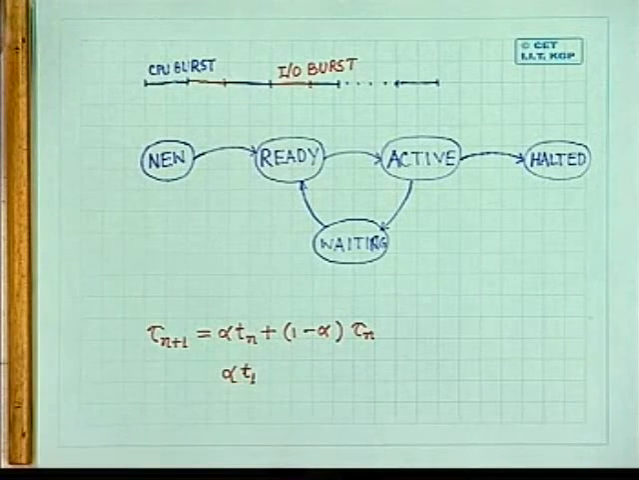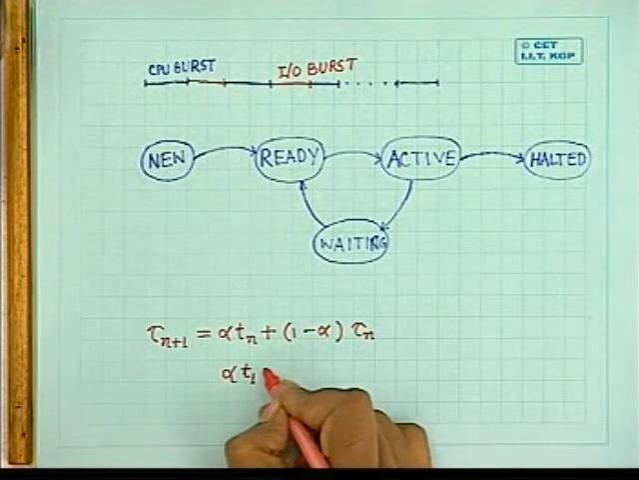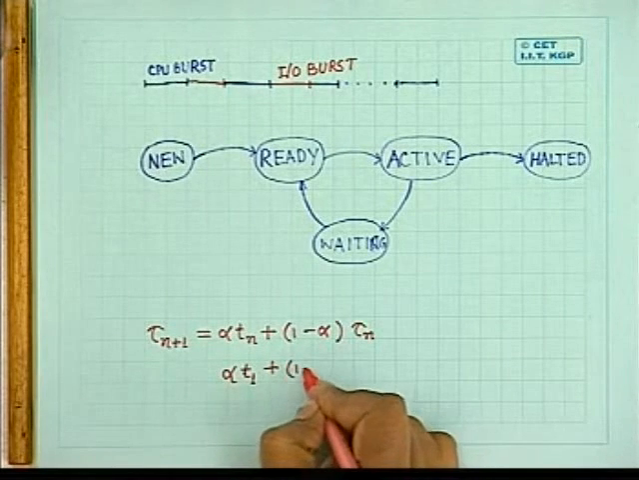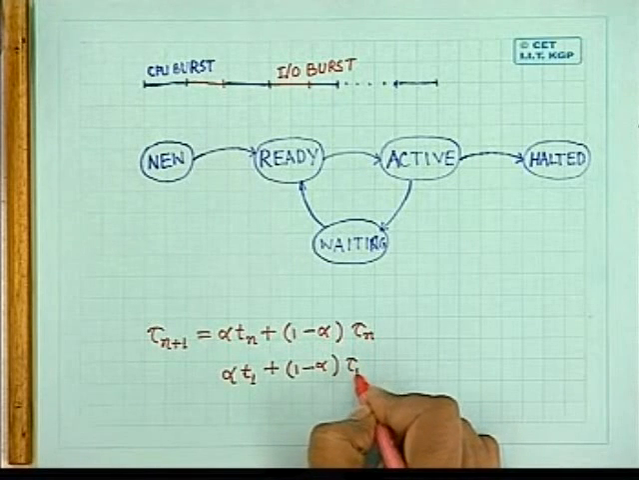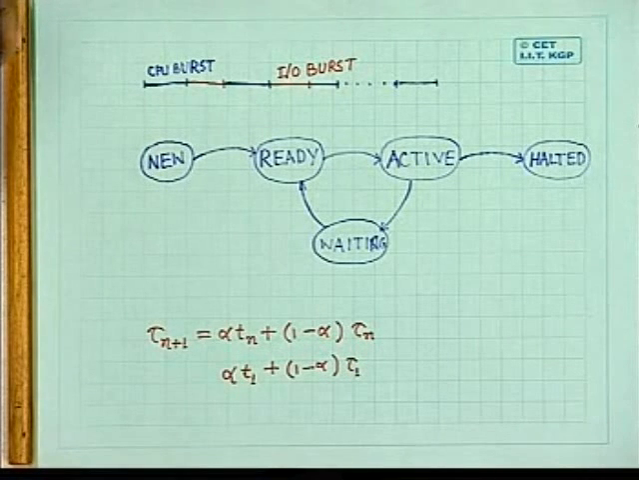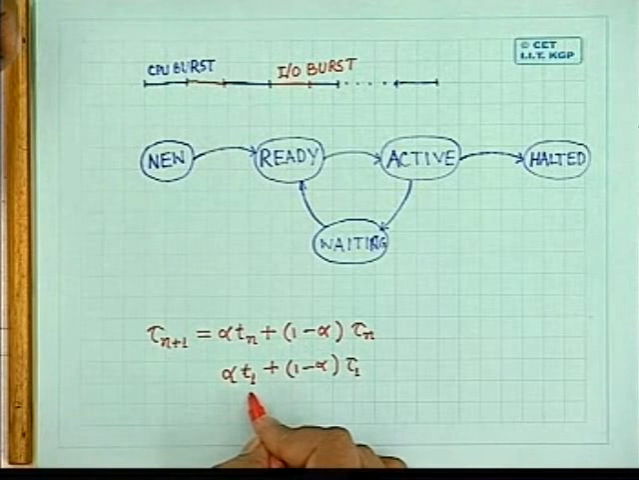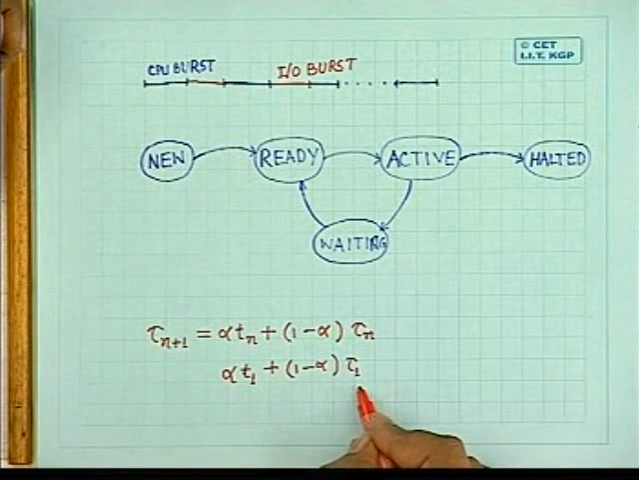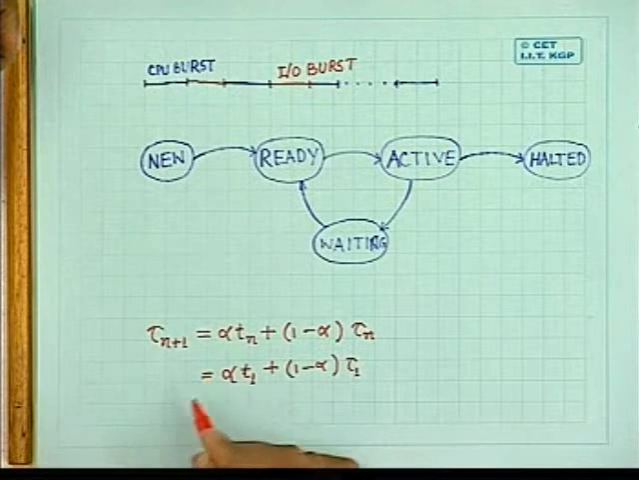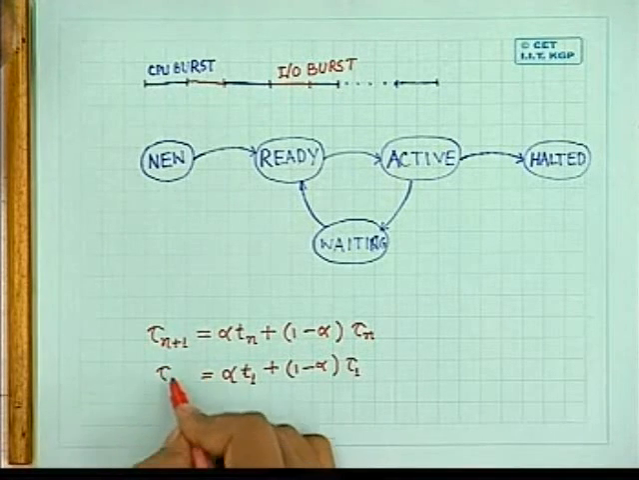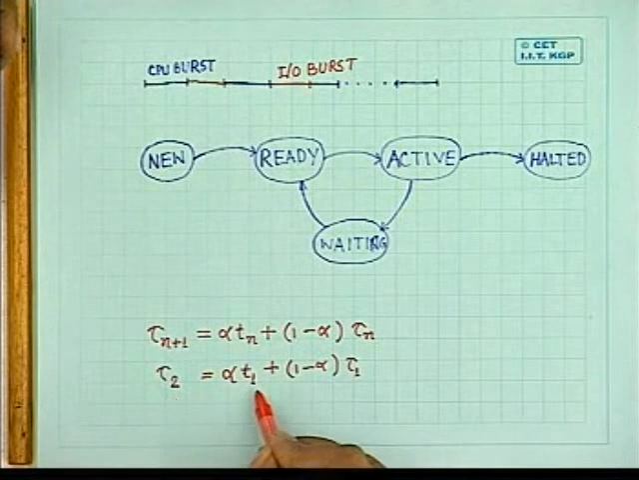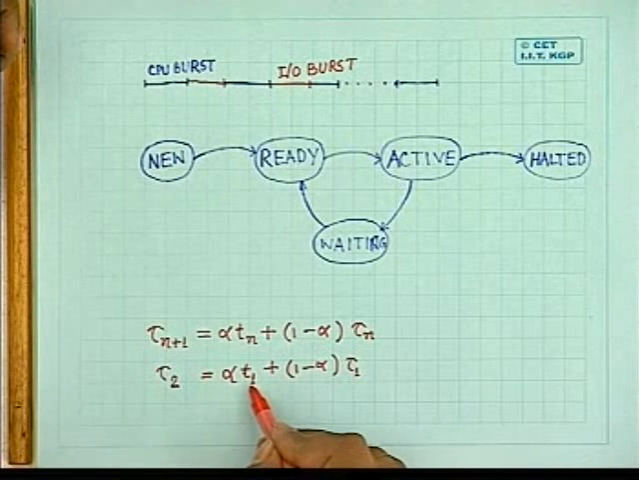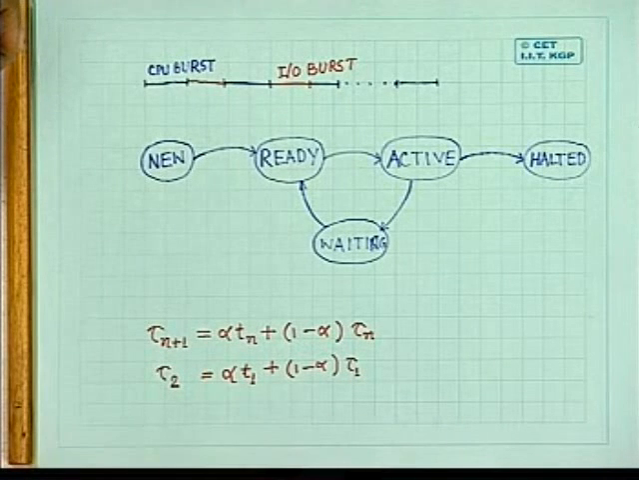Weight that by alpha, and 1 minus alpha times, now I have to know what is tau 1, but tau 1 I do not know, because this is the first CPU burst which is T1. So tau 1 is unknown, and using this I am predicting the second CPU burst duration of the job. So I am predicting tau 2 from T1 and tau 1, of which I know T1 because the first time the job is executed on a first come first serve basis.